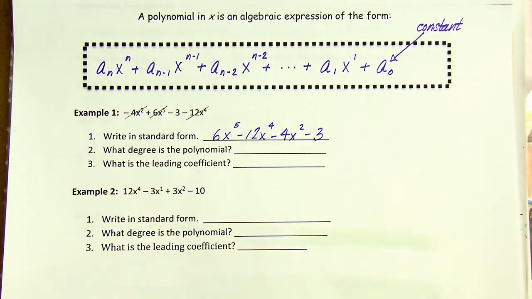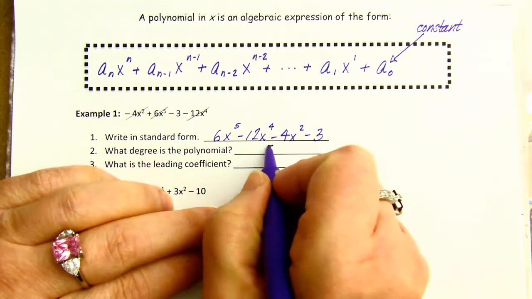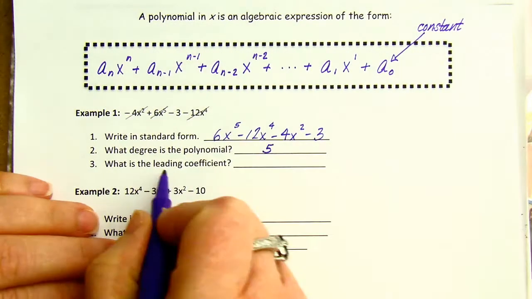Okay, not too difficult. This is just a review. What is the degree of the polynomial? The degree of the polynomial is 5. If you said 5, then you are correct. It is the largest out of all of the exponents. Degree is 5. And what is the leading coefficient?